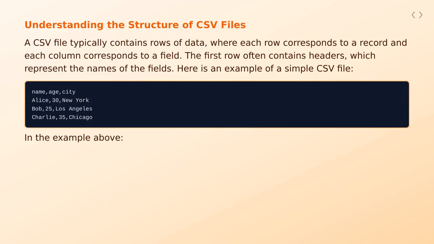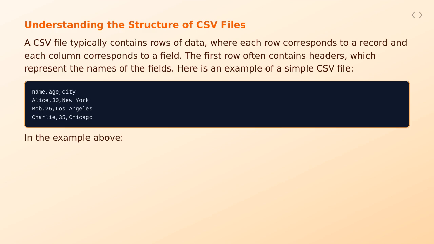This section covers understanding the structure of CSV files. A CSV file typically contains rows of data, where each row corresponds to a record and each column corresponds to a field. The first row often contains headers, which represent the names of the fields. Here is an example of a simple CSV file. The samples on screen walk through this step. Take a moment to read through them.